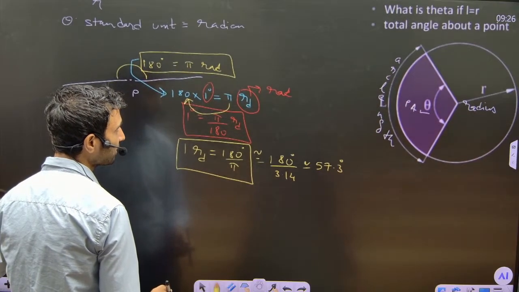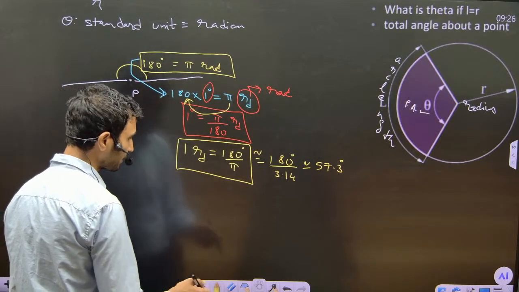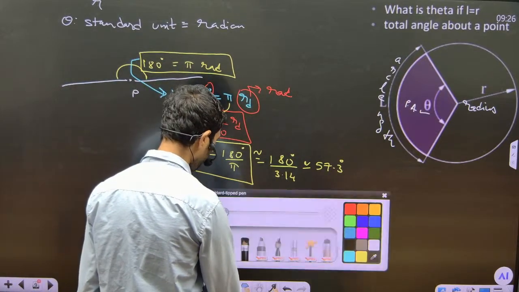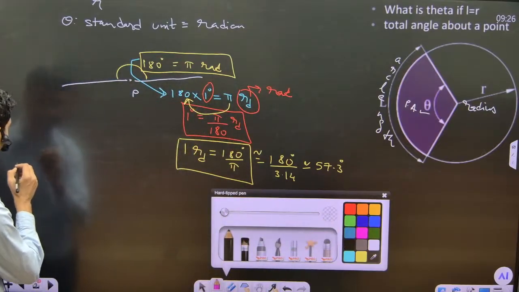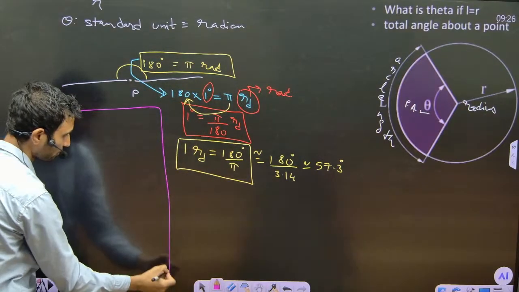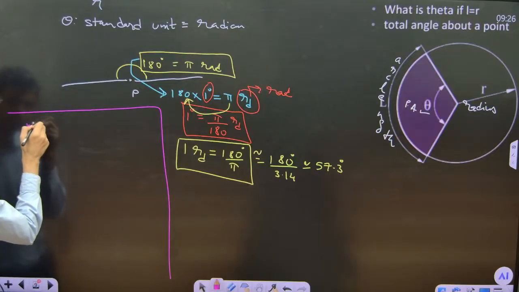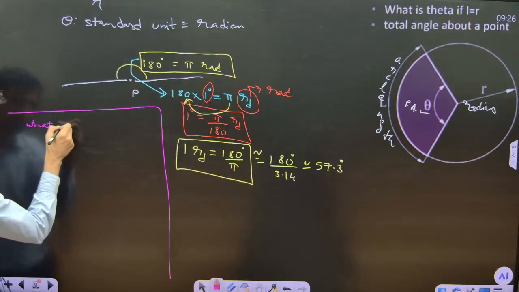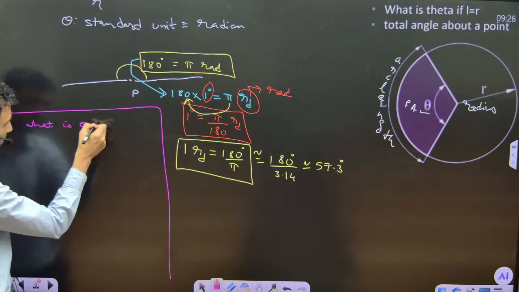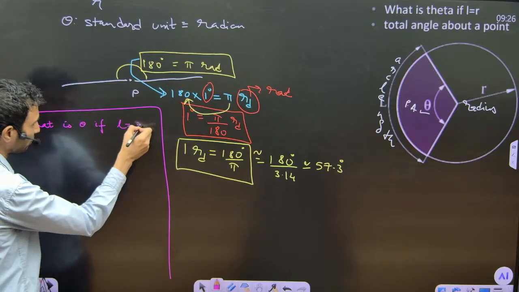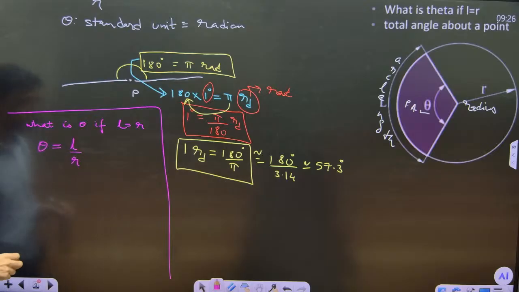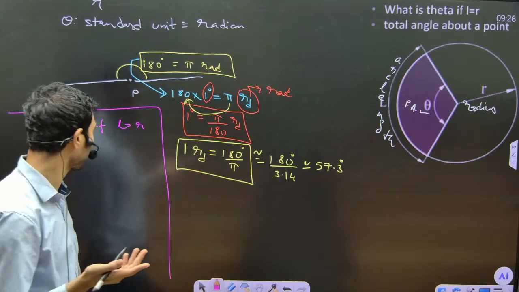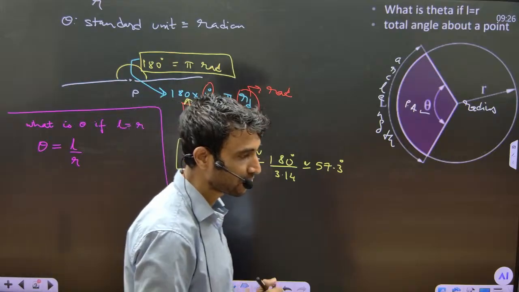Okay, so now let us see what if L is equal to R. What is theta if L equals R? Now you can think about it. I have already told you the formula. Theta is equal to L upon R, and I want you to find out what will be the value of theta if L is equal to R.